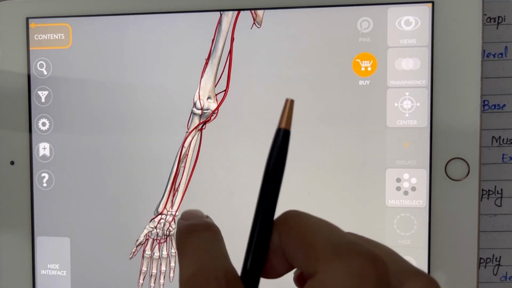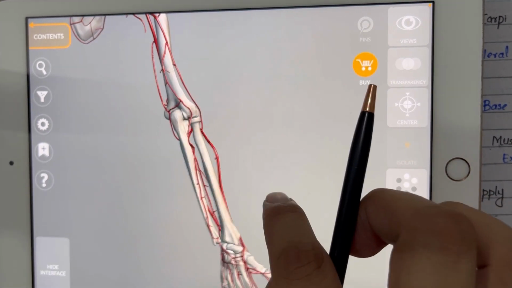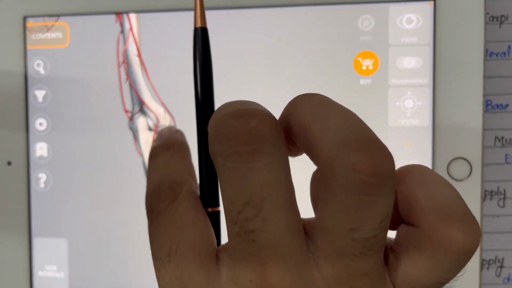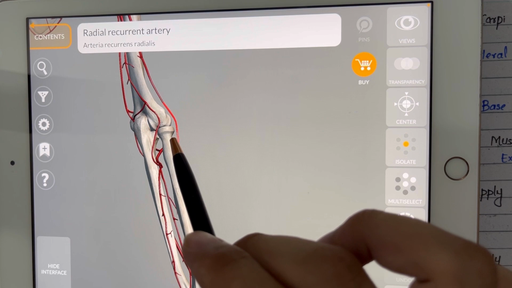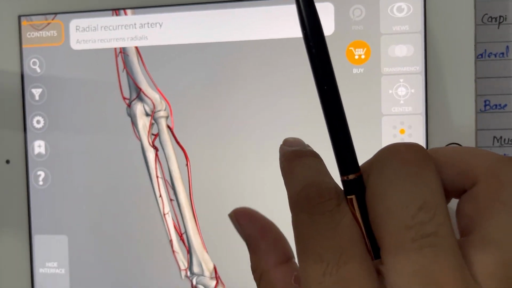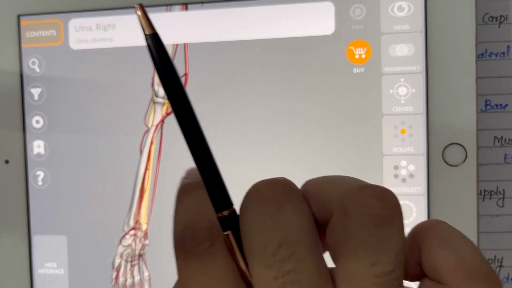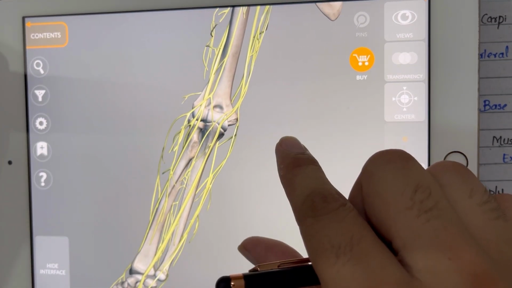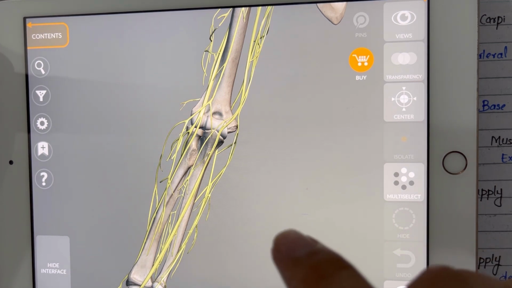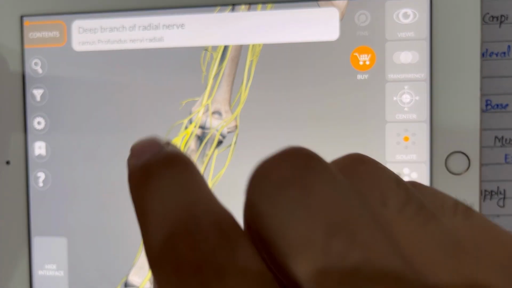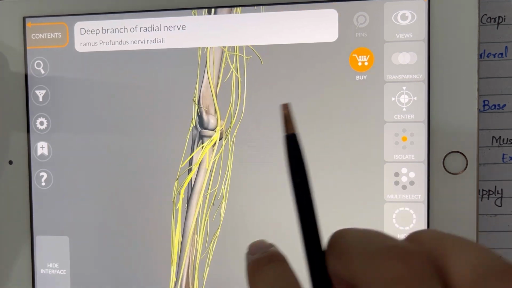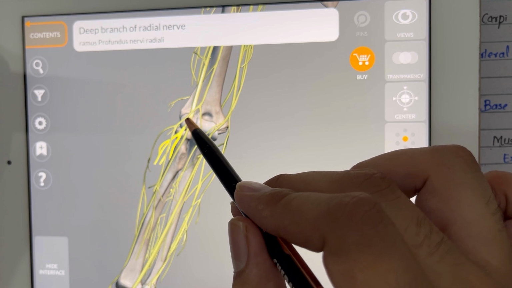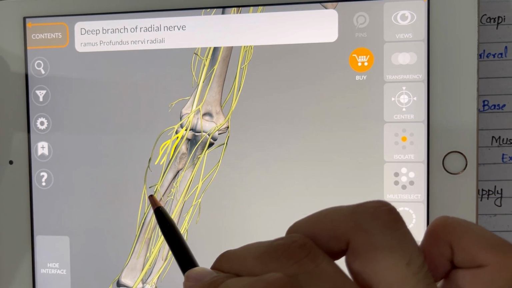Now moving toward the blood supply of the extensor digitorum muscle. This muscle is supplied by the radial recurrent artery. This is the radial recurrent artery. The radial recurrent artery is a branch of the radial artery. Now moving toward the innervation of the extensor digitorum muscle. This muscle is innervated by the deep branch of the radial nerve. This is the deep branch of the radial nerve. The radial nerve at the elbow joint divides into the deep branch and the superficial branch.